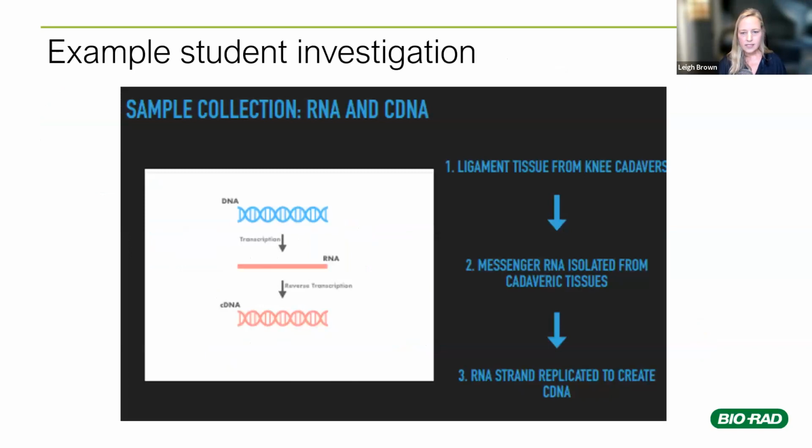Okay, so here's what her investigation looked like. She had access to the ligament tissue from knee cadavers and isolated that messenger RNA, and then did reverse transcriptase to create the cDNA.